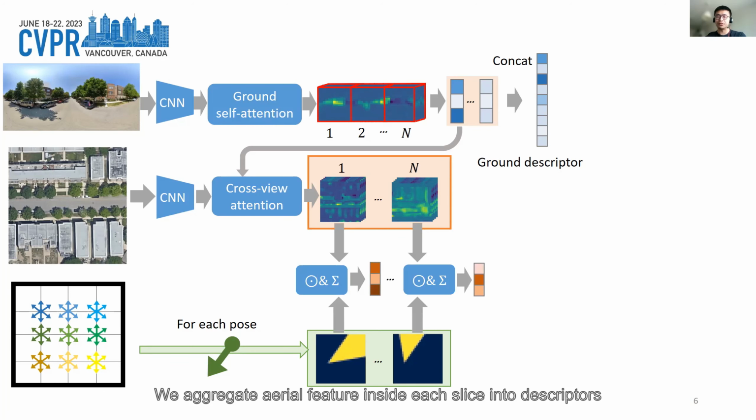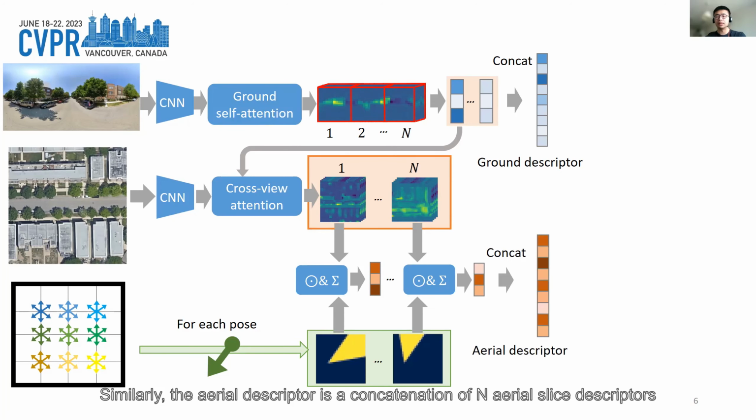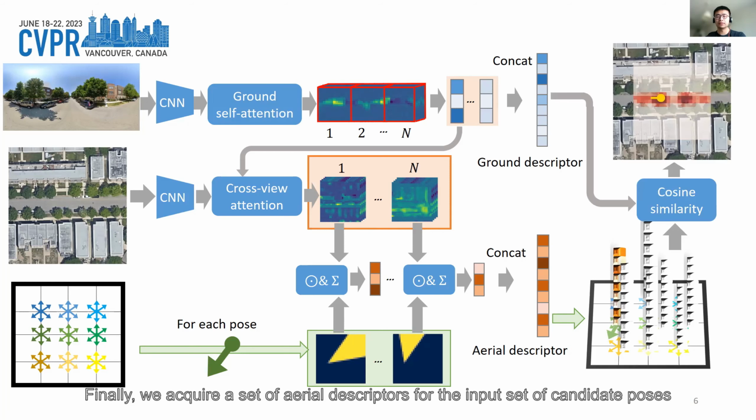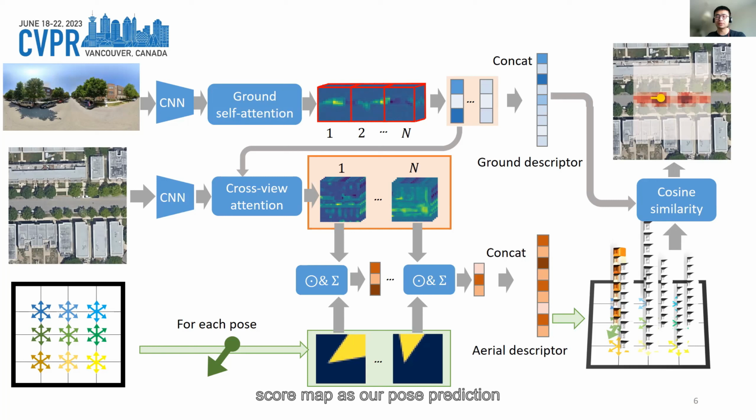We aggregate aerial features inside each slice into descriptors by multiplying the feature volume with the slice masks and then summing the features. Similarly, the aerial descriptor is a concatenation of n aerial slice descriptors. Finally, we acquire a set of aerial descriptors for the input set of candidate poses. In inference, we take the argmax of the cosine similarity score map as our pose prediction.